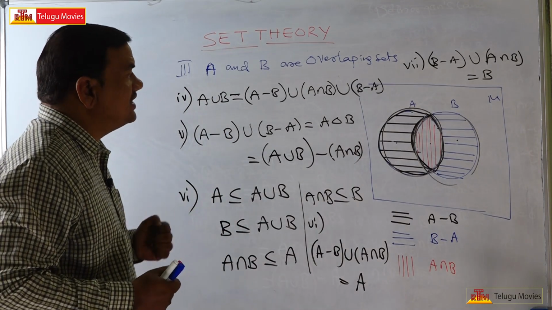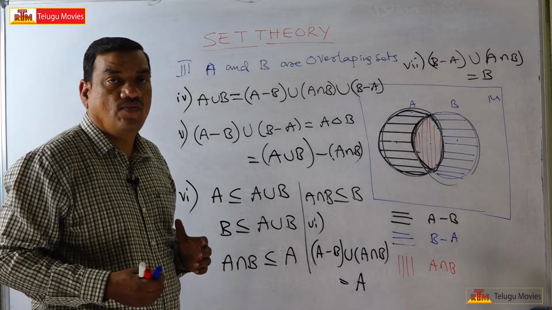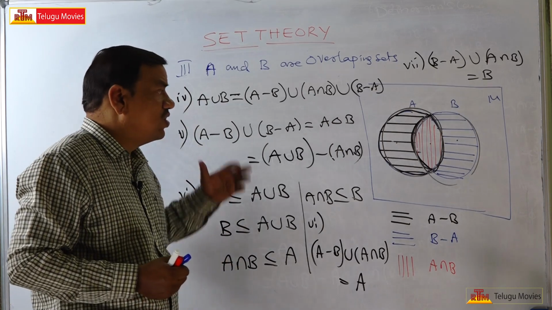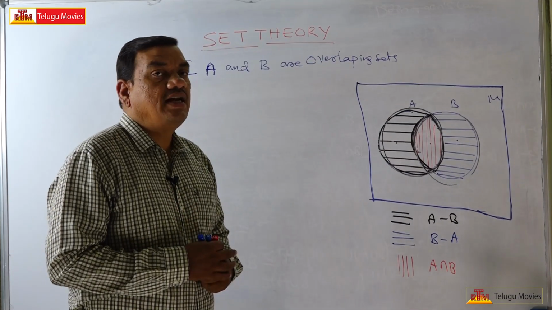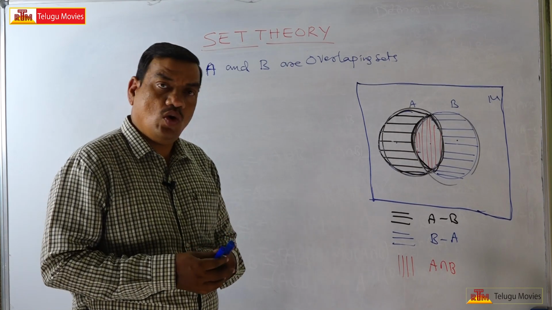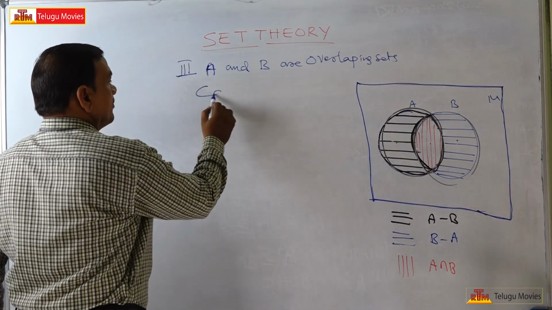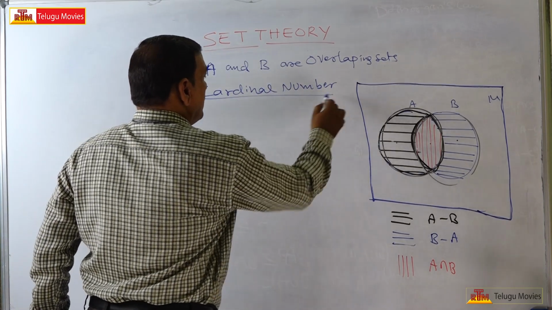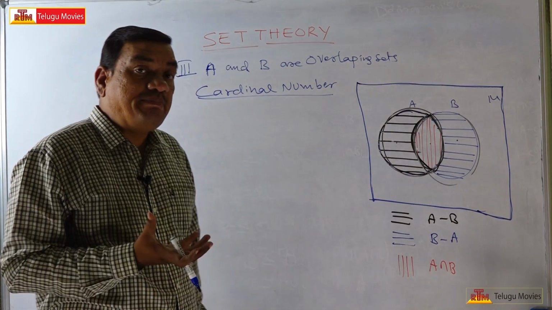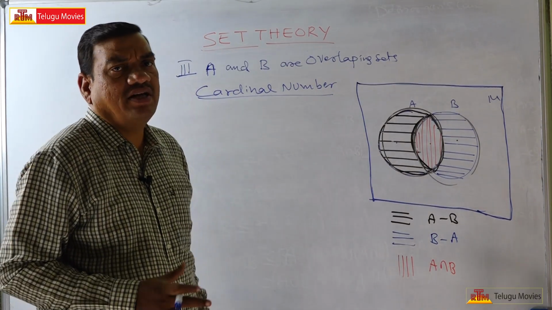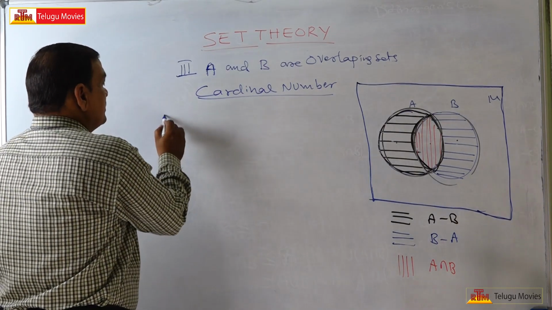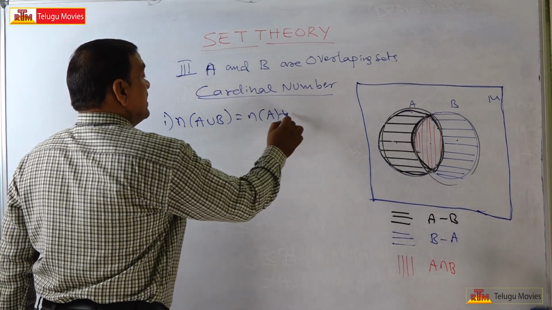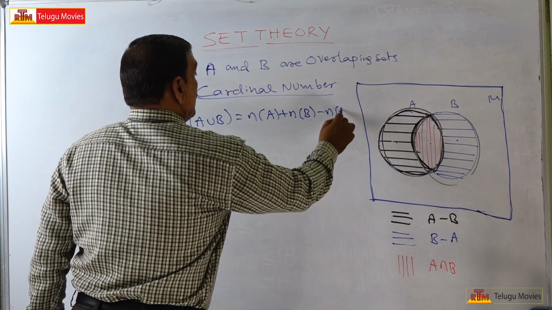Okay, now let us see the cardinal number of the sets. So that means n of A union B, n of A intersection B, n of A minus B. What happens? Let us see that. Dear students, let us see problems related to cardinal number. What is meant by cardinal number? The number of elements present in a set is called the cardinal number, the number of distinct elements. So the first one is n of A union B, which is nothing but n of A plus n of B minus n of A intersection B.